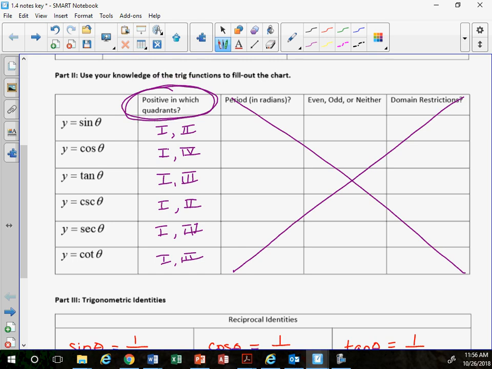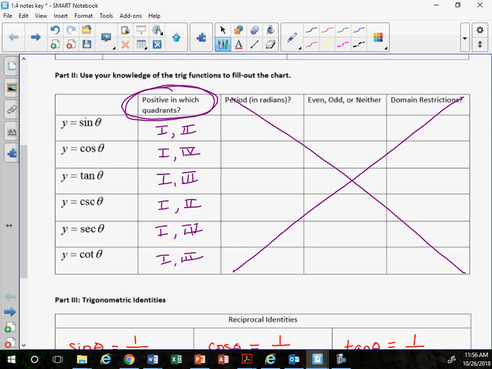You're going to have to think about that a lot in this unit. You have to understand the signs. But it all comes down to x's and y's, which you understand where x's and y's are positive, right? Okay. All right. We are skipping the trig identities part for right now.